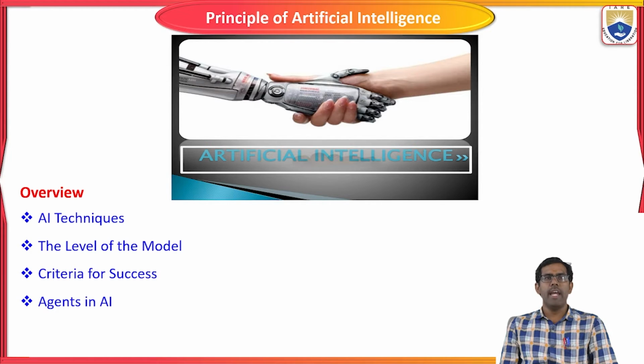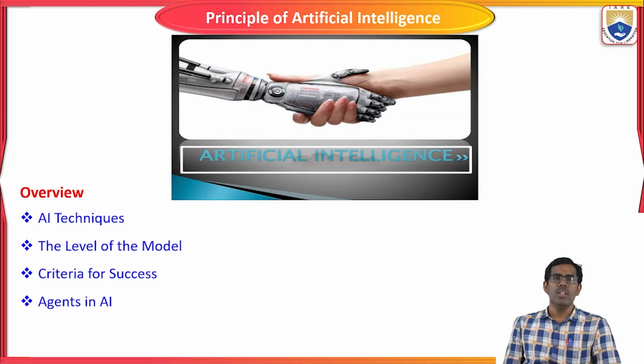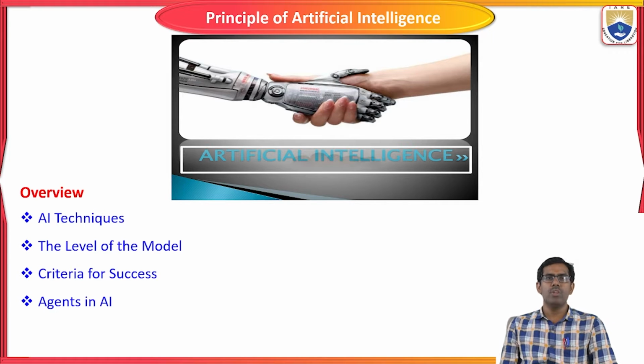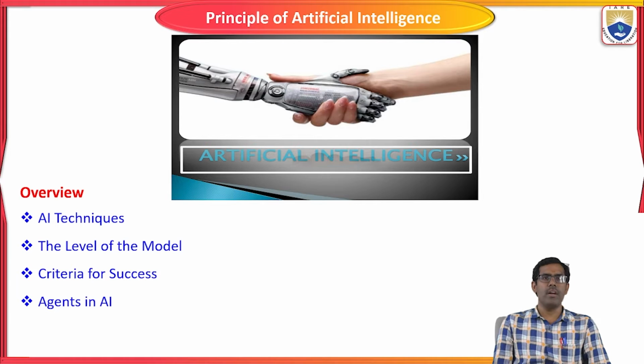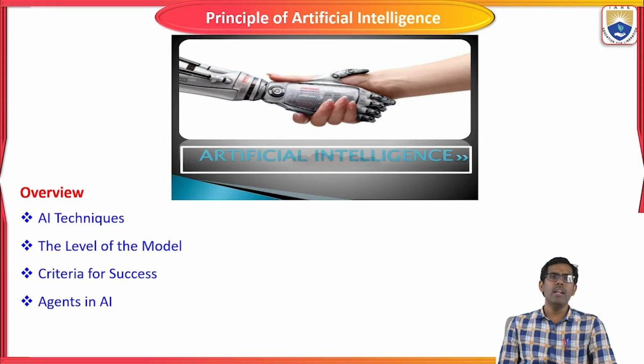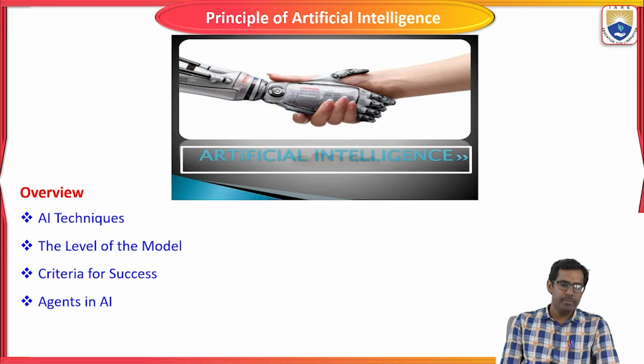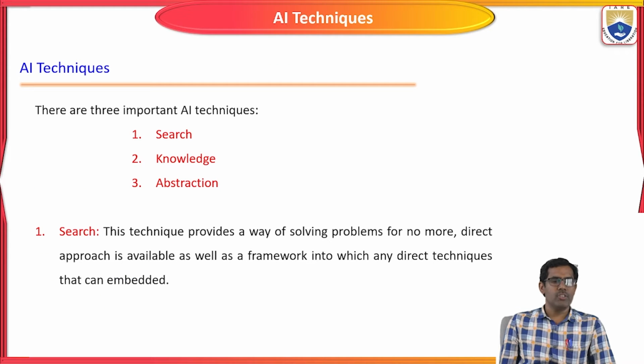The last one is the agents in artificial intelligence. The agent is a very important concept while you are devising a system based on artificial intelligence. So how does the agent work in AI machines? Let us start with the first one, the various AI techniques.